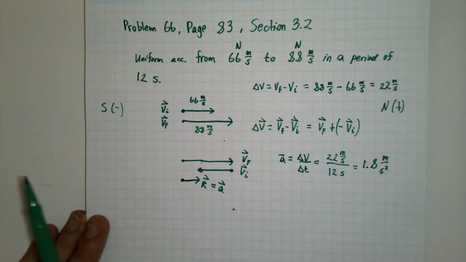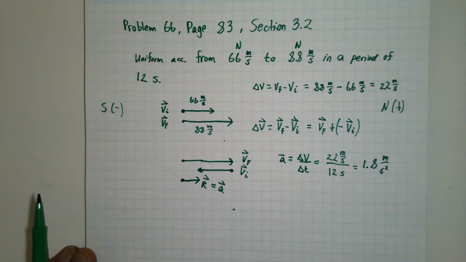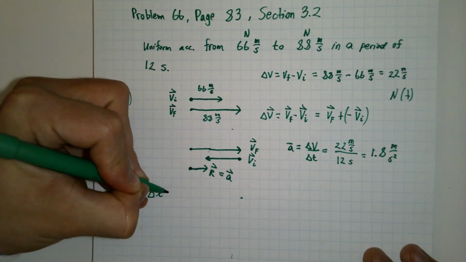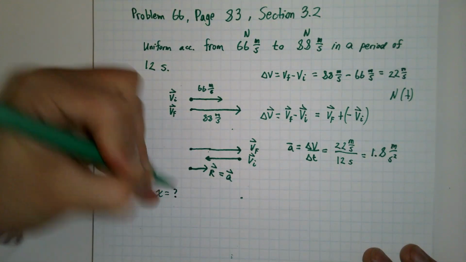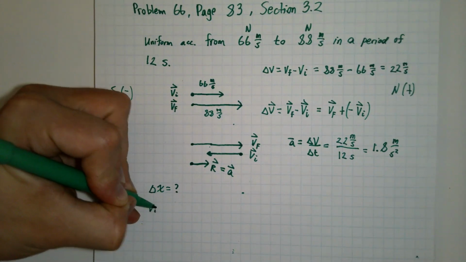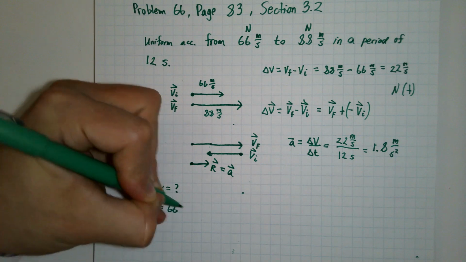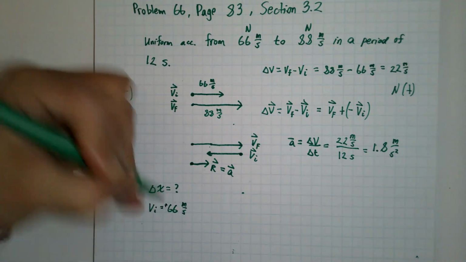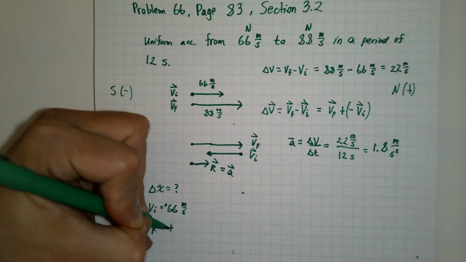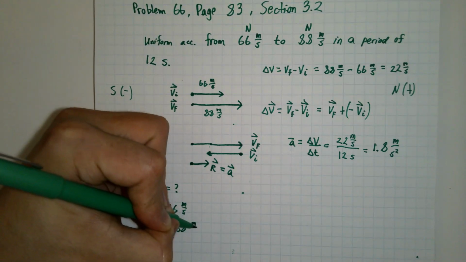All right, all that to say, what we're asked to find is our displacement. By that we mean some change in x. That's what we mean by displacement, and that we don't know. What we do know is that our initial velocity was 66 meters per second, specifically positive or to the north. We know our final velocity was in the positive direction at 88 meters per second.